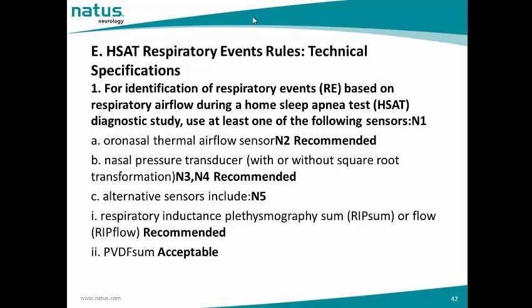For scoring respiratory events in home sleep apnea testing studies, the following rules should be applied. For identification of respiratory events based on respiratory flow during a home sleep apnea testing, if it is diagnostic, at least one of the following sensors should be used: oronasal thermal airflow sensor that is sensitive for apnea, nasal pressure transducer that is sensitive for hypopnea.